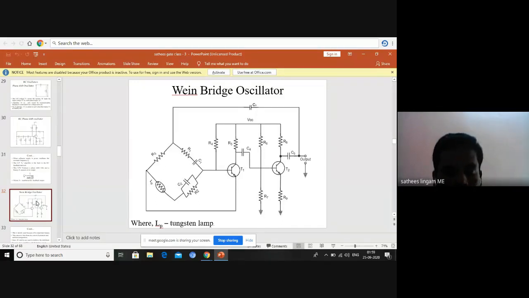Anyway, here one resistor R3 is connected, and R1 and C1 are connected as another arm. Then C2 and R2 are connected in parallel as another arm. Then LP is connected. LP means tungsten lamp. It is connected as another end. So totally 4 arms are connected. Now the output of that bridge is connected to the input of T1, then the output of T1 is connected to the input of T2.